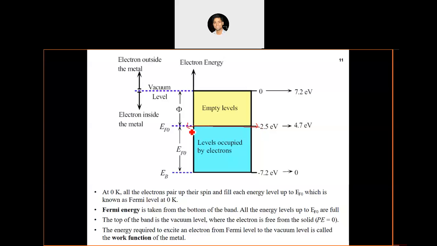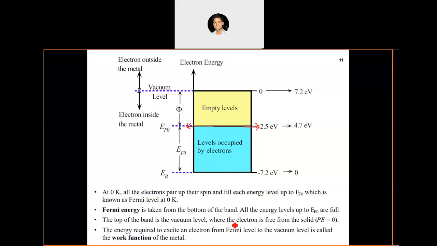And we will see that Fermi energy is a very, very important property. It defines a lot of other properties of a material, especially the electronic properties. So the definition of Fermi energy is the energy level up to which all the energy levels are occupied, right? All the electrons pair up their spins and fill each energy level up to Fermi energy, which is known as the Fermi level at 0 Kelvin.